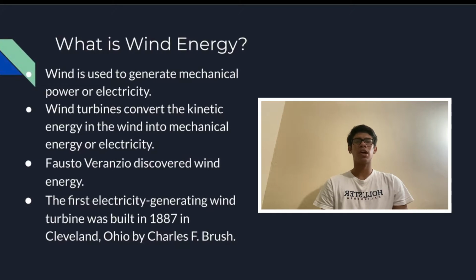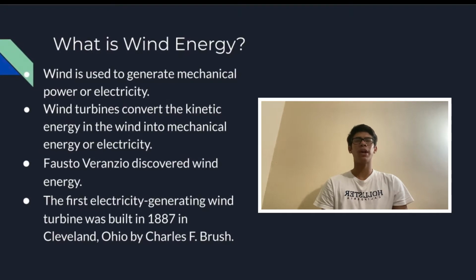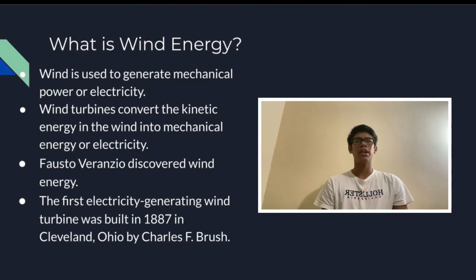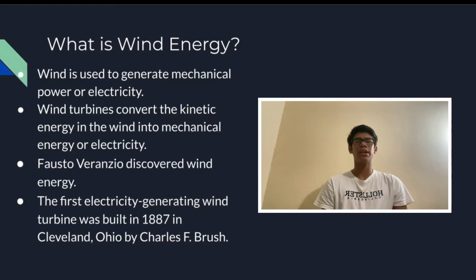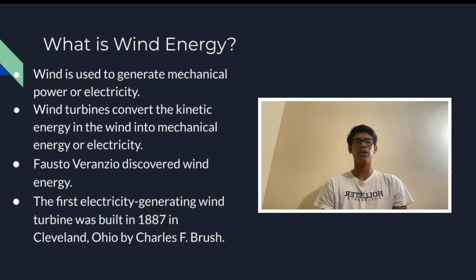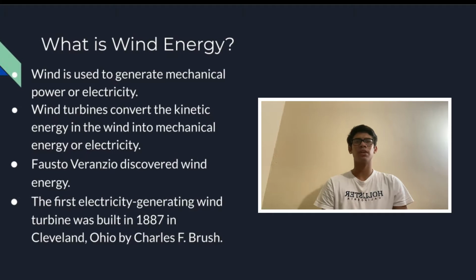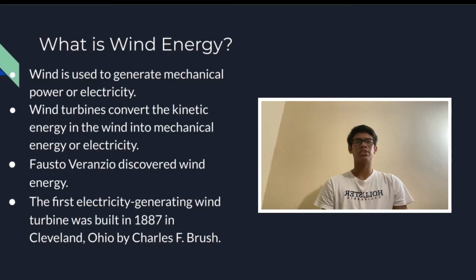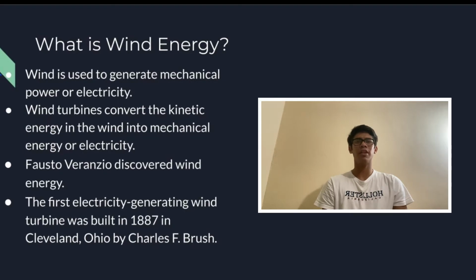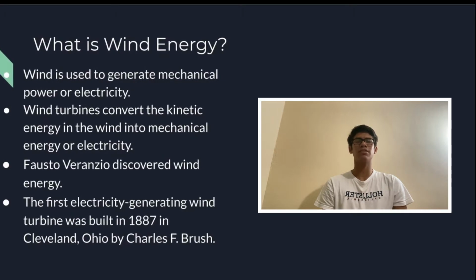Fausto Veranto discovered wind energy. He was born in 1551 and died in 1617. However, the very first electricity-generating wind turbine was built in 1887 in Cleveland, Ohio by Charles F. Brush. Brush was an inventor and electrician. Historical records say Brush built the impressive 85-foot tall windmill in his very own backyard.